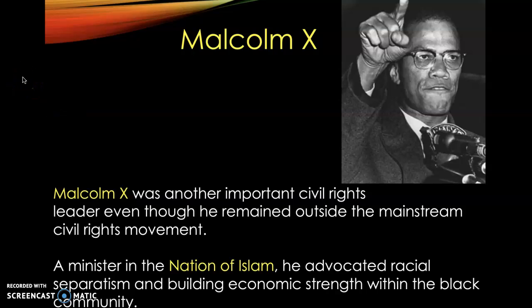We're going to begin by taking a brief look at another person who was an important civil rights leader and a person who remains one of the most misunderstood figures in American history, Malcolm X. Born Malcolm Little in Omaha, Nebraska, his family moved to Lansing, Michigan when he was an infant after their home was burned down by Klansmen in Omaha.